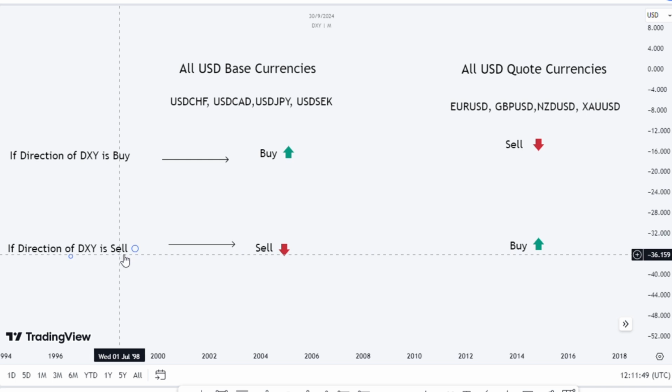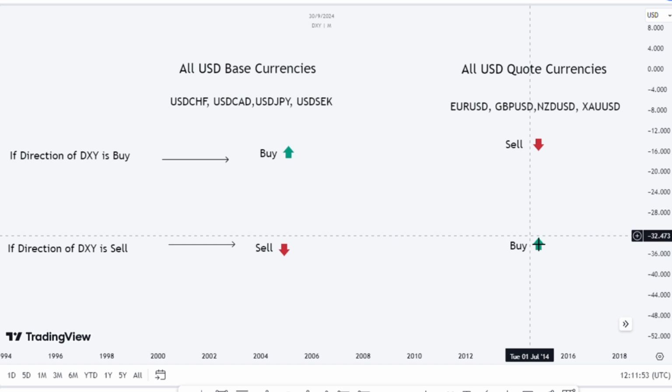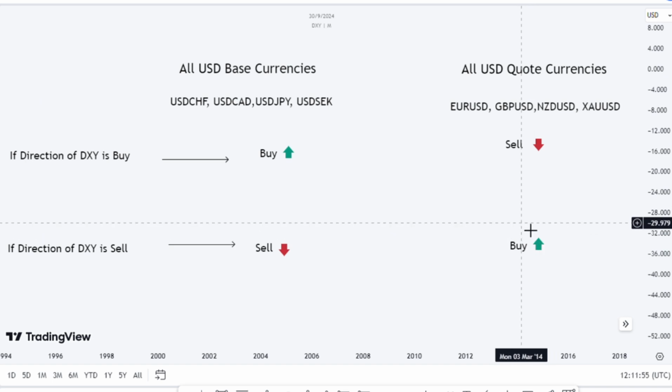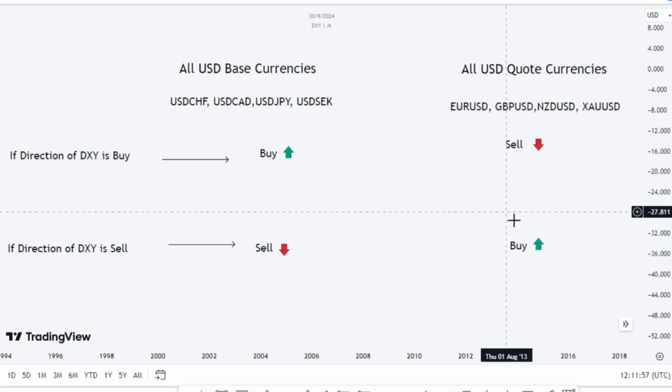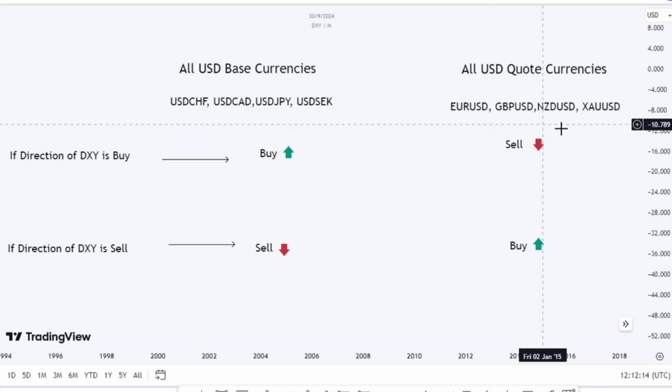However, if DXY is selling, you realize that all these pairs would rather be buying. So this is simply an explanation of what DXY is and how you can apply it to trading. I'm going to walk you through the technical analysis with my approach, how to analyze DXY and apply it to your trades. So follow through to the end.